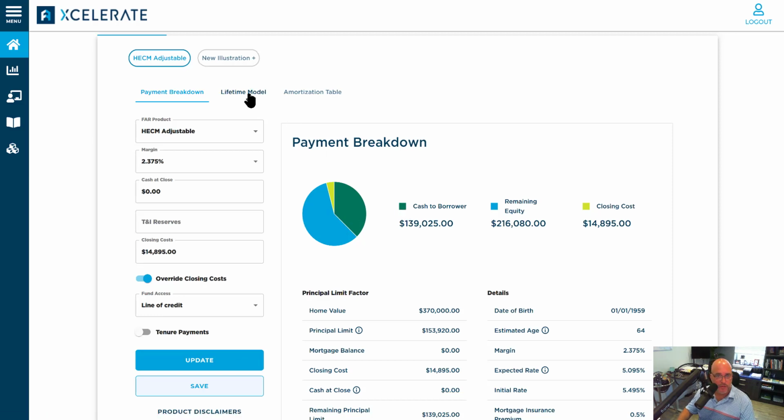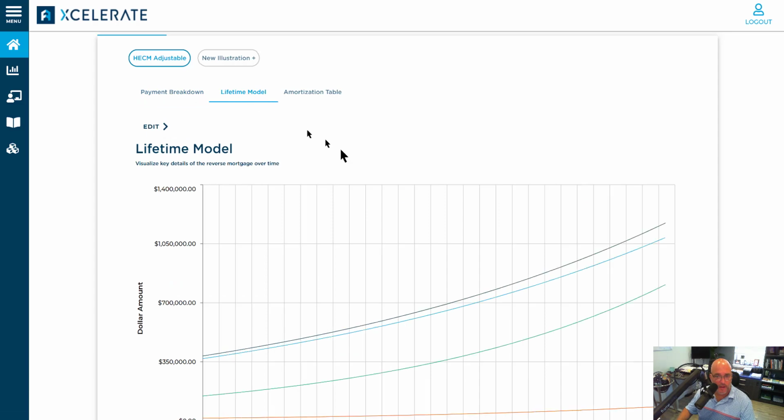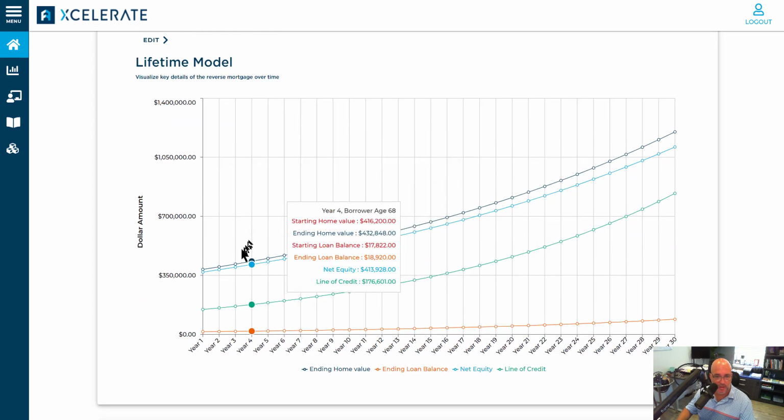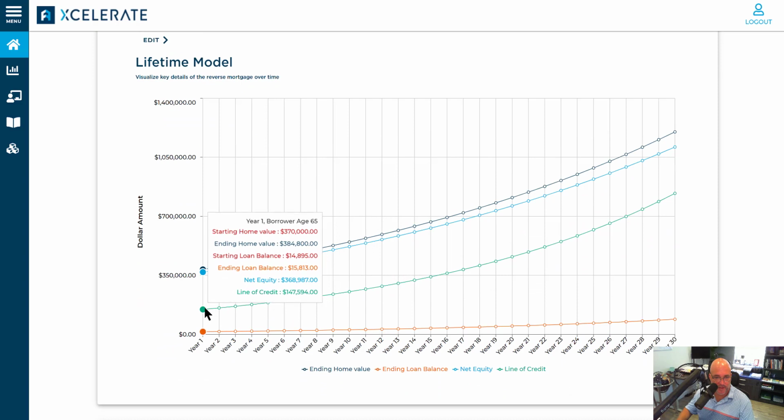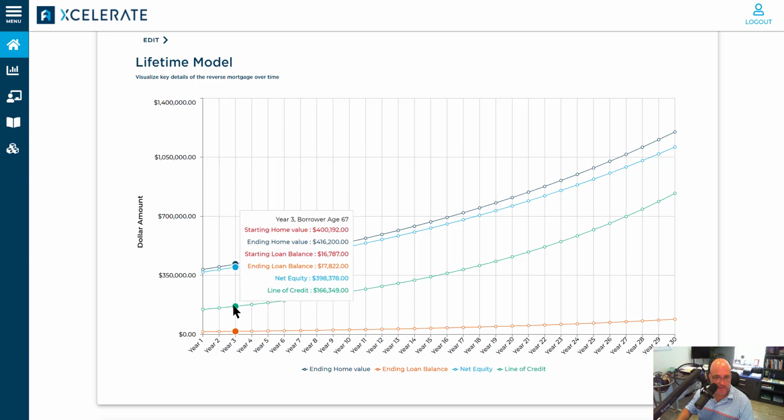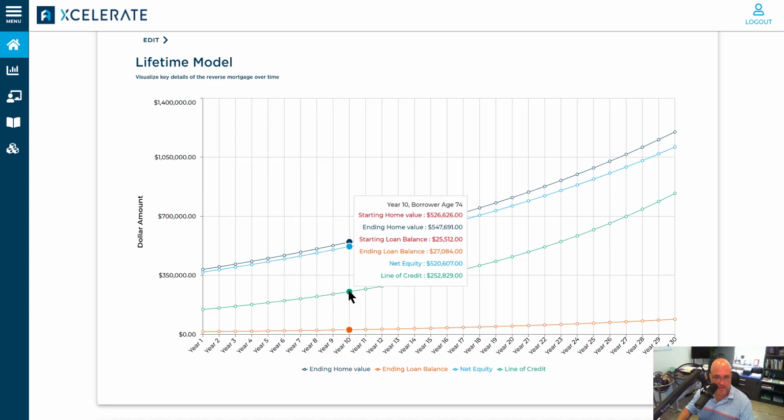Of course, I like to show the lifetime model, which just shows what this chart does in this growing line of credit over time. This is the green line. Started at 139. A year later is 147.5. 2 years it's 156, almost 157. 166 at year 3. As you see, 10 years later, there's $252,000 available tax-free buffer asset, or sort of another tax-free pool of money, so to speak.